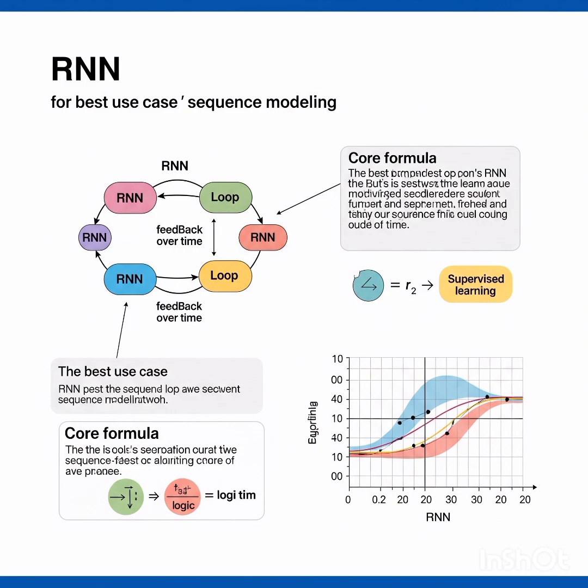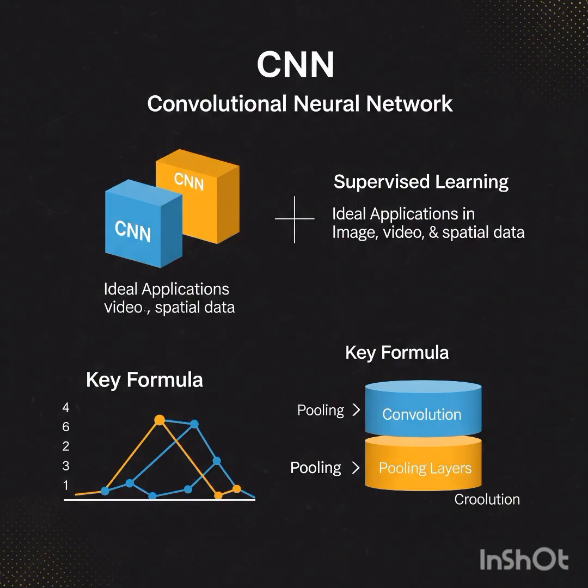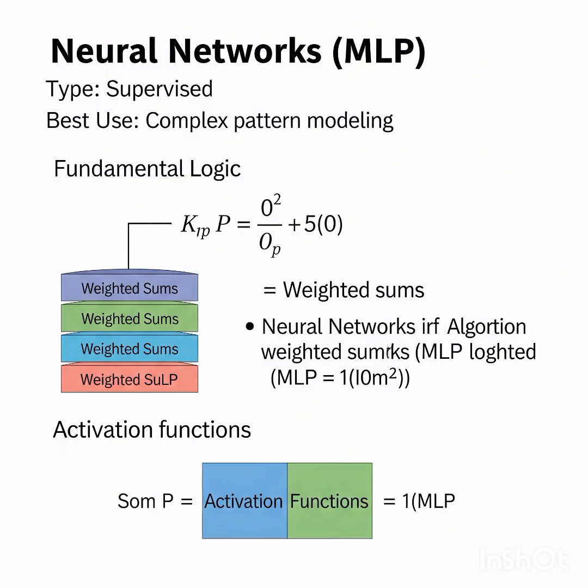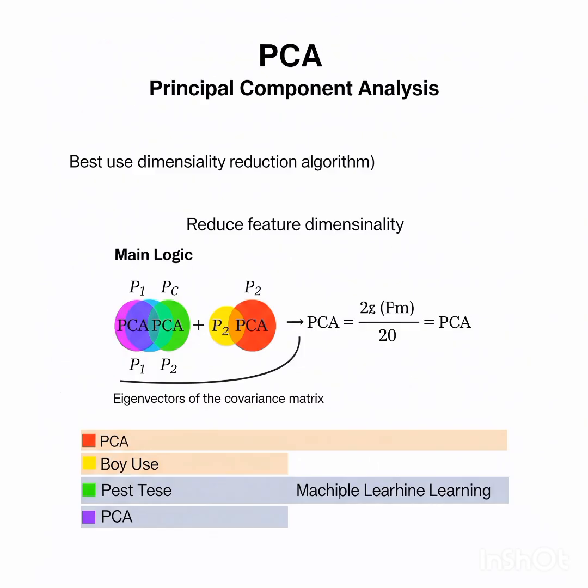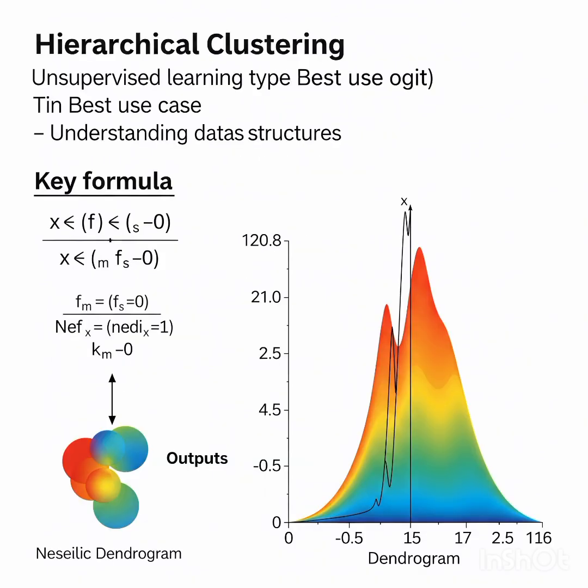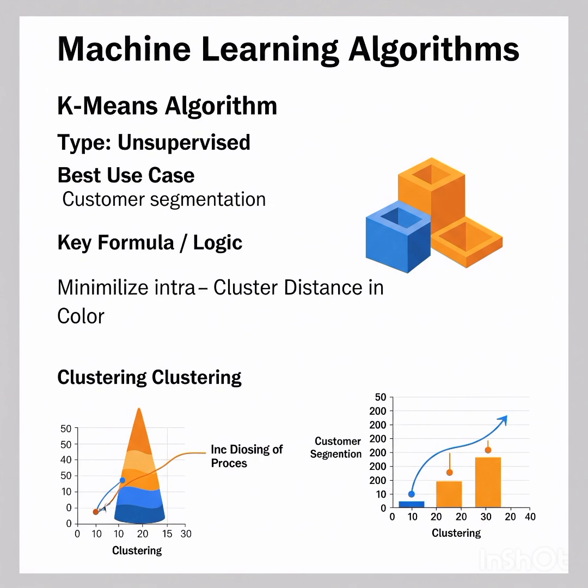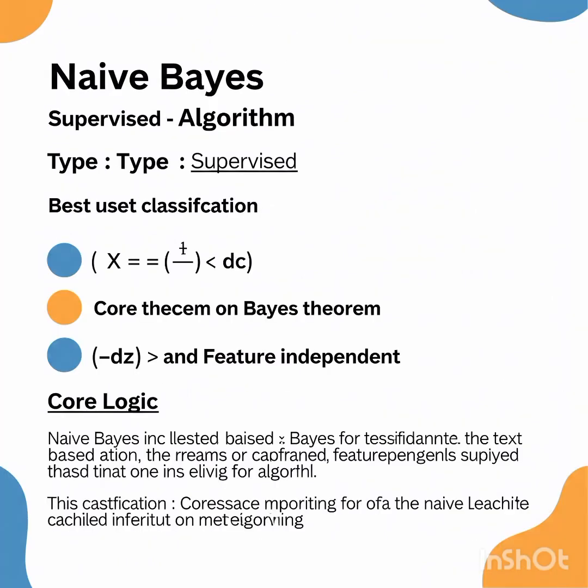It works iteratively. It randomly picks K starting points, called centroids. Then it assigns every data point to its nearest centroid. Then it recalculates the centroid to be the average of all points assigned to it. And it keeps doing that. Assign, recalculate, assign, recalculate, until the centroids stop moving much, meaning the clusters are stable. It's pretty fast and easy to implement. Makes sense for customer segmentation. Grouping customers based on purchasing habits or demographics for targeted marketing.